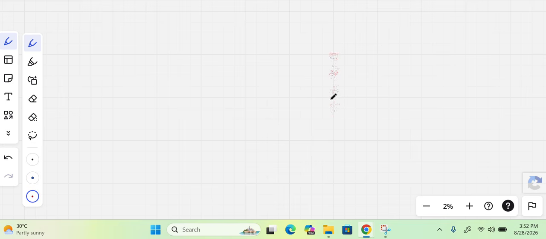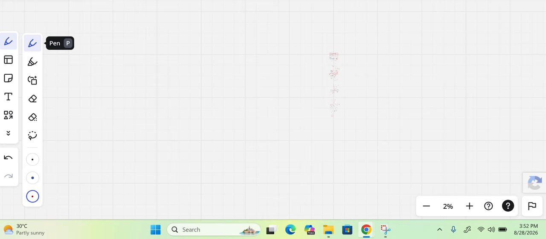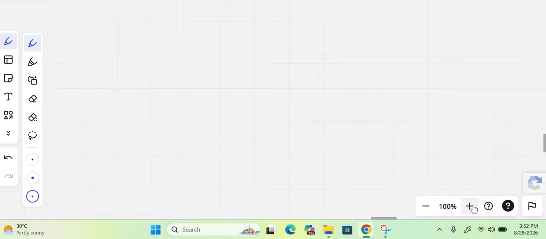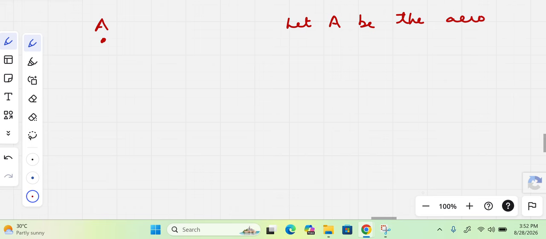An aeroplane is at an altitude of 200 meters. So where is my aeroplane? On top, right? Let me say A is the aeroplane. Correct? Then this is AB, at an altitude of 200, so this is at a height of 200 meters from the ground.